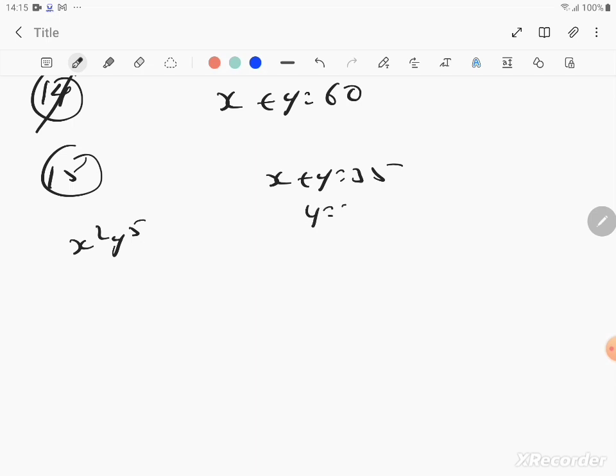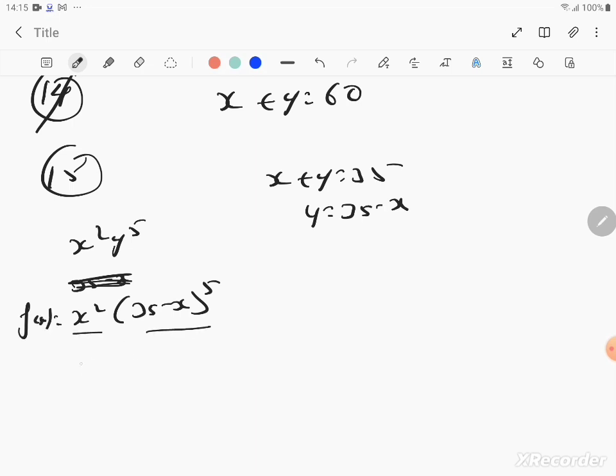I would write y is equal to 35 minus x. Y is equal to 35 minus x, so f of x is x square into (35 minus x) whole to the power 5, and I'm going to convert it into one variable. I'm going to differentiate it.